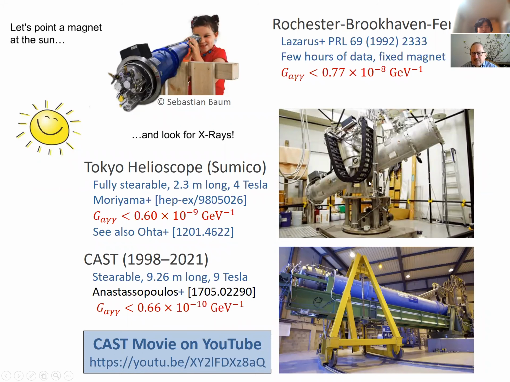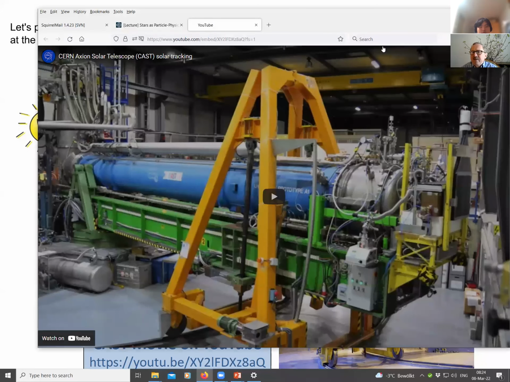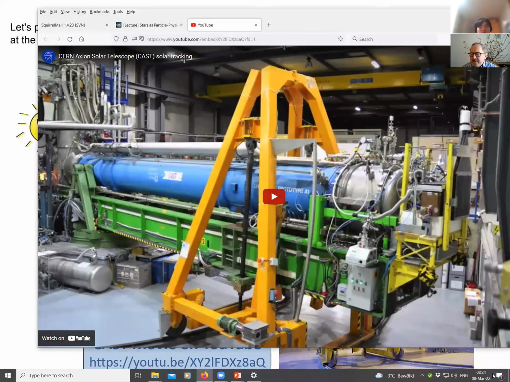And the biggest experiment ever of that type was the CAST experiment at CERN, where this 10-meter long LHC test magnet was mounted and could follow the sun for a few hours per day, and reached a significant limit on the axion-photon coupling constant. Actually, there's a nice movie of this on YouTube. I will try to link to this, although I'm not sure how good the quality will be through my limited upload speed.